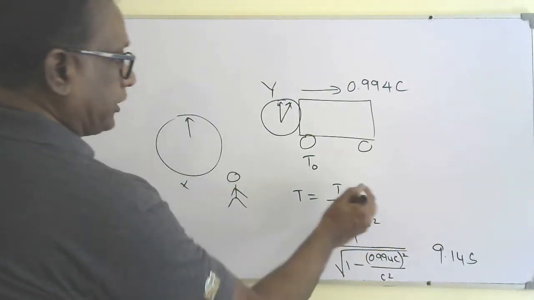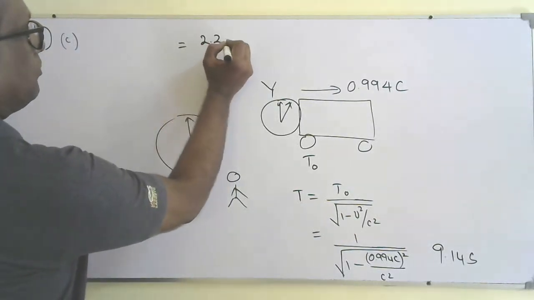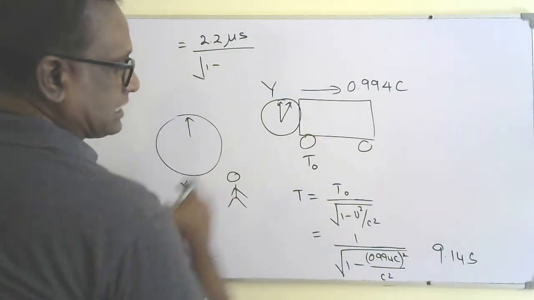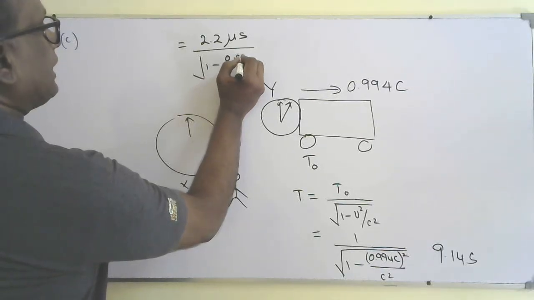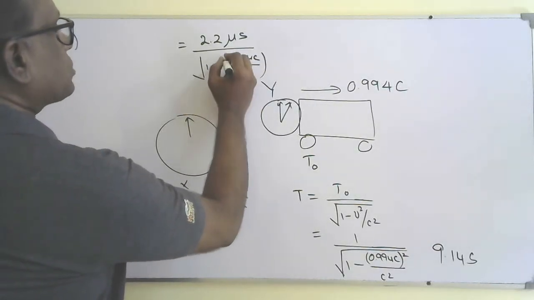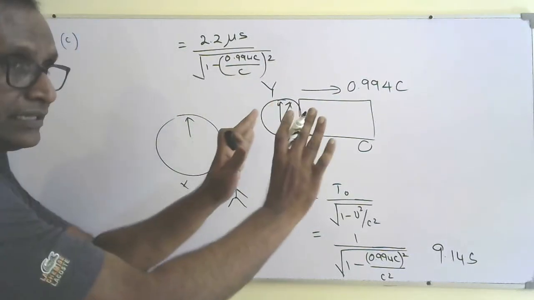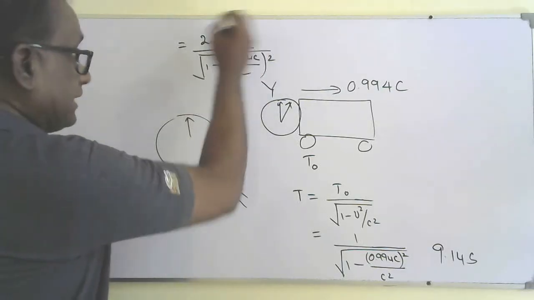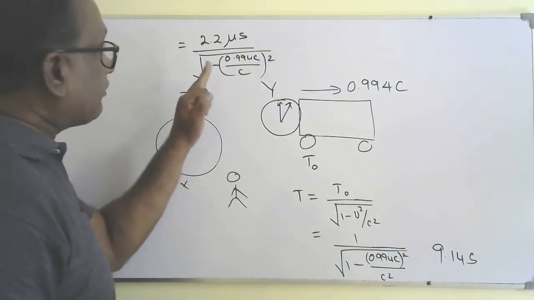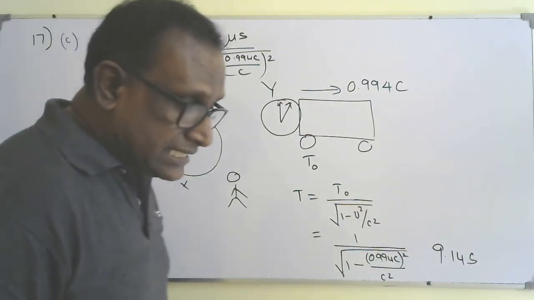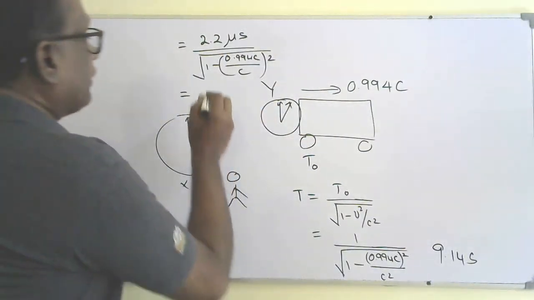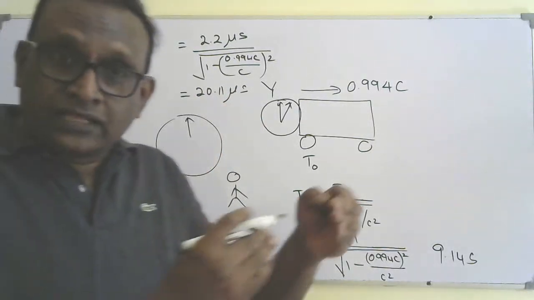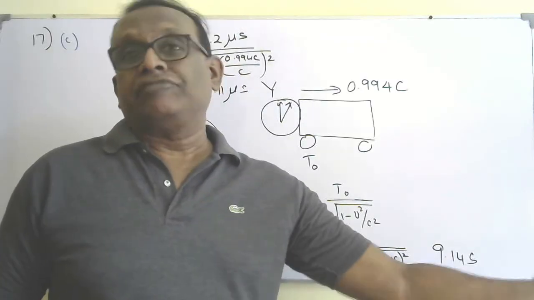So substitute here 2.2 microseconds over square root of 1 minus, if the muon is moving at this speed, (0.994c) over c all squared. And you are observing the muon, how long it exists, from the laboratory. The muon is in motion. You will say the muon is surviving not 2.2 microseconds, it's surviving for 20.1 microseconds. So it's decaying after 20 microseconds. That's the way scientists will measure the lifetime of the muon.